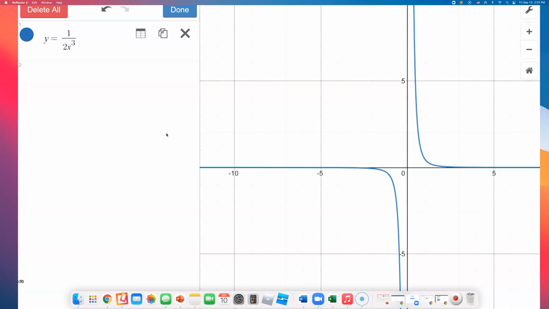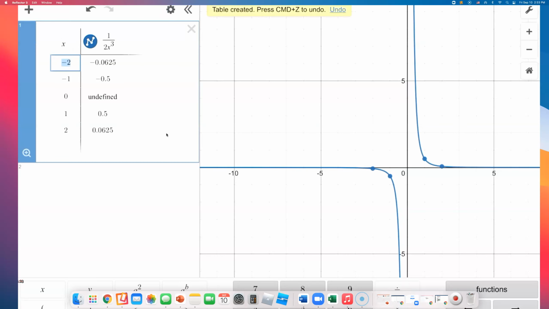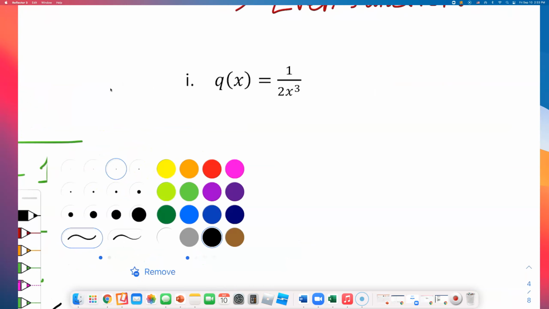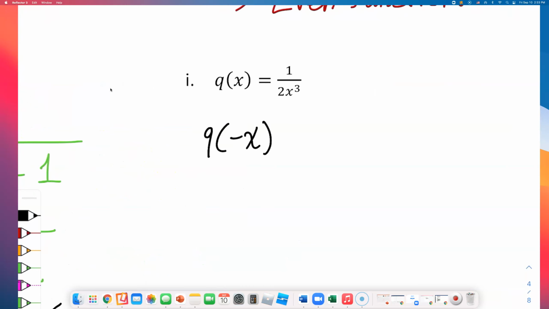I may be able to check out the table too. You notice something right here? When you plug in -2, the decimal comes out to be -0.0625. But when you plug in +2, it's the same value, but the sign is opposite, right? So by looking at the table, I think we found an odd function. But let's do this algebraically, okay? So if I plug in -x, what will happen? I will get 1 over 2 times -x to the third power.